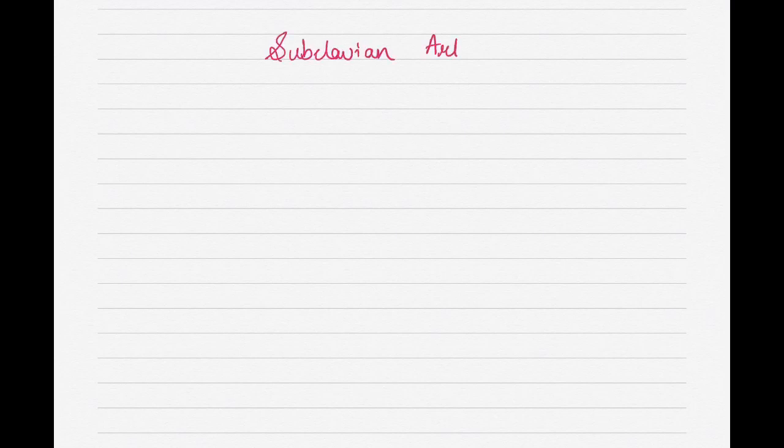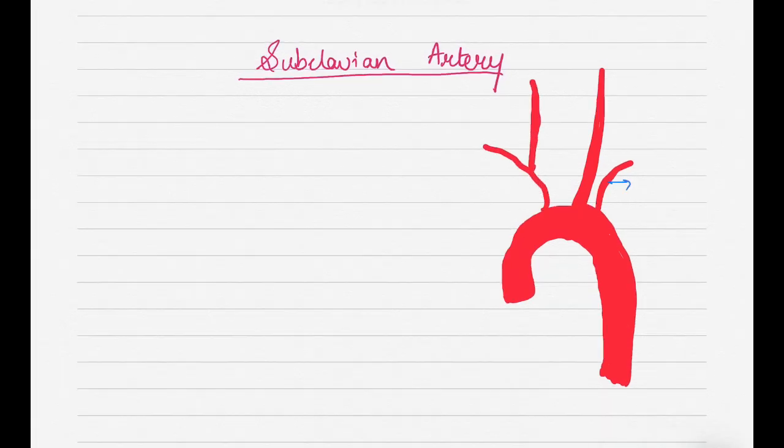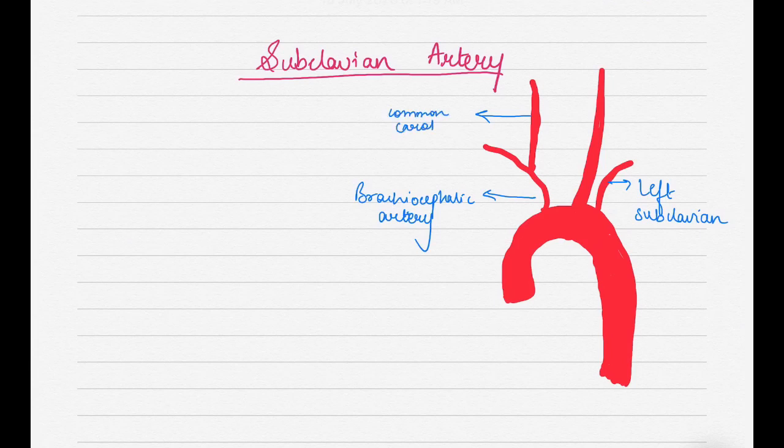So the topic that we'll be covering today is the subclavian artery. Let's consider this as the arch of aorta and these are its branches. So this is the left subclavian artery. The middle one was the left common carotid artery, and this one is the brachiocephalic artery, which is divided into two branches, the right common carotid and the right subclavian artery.